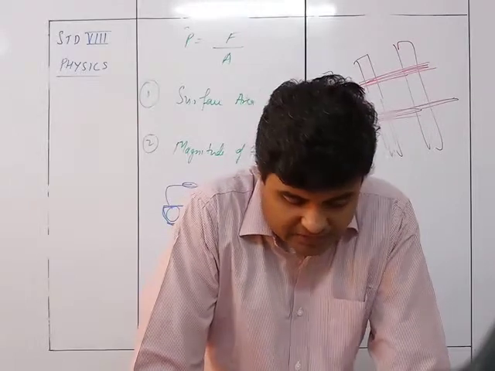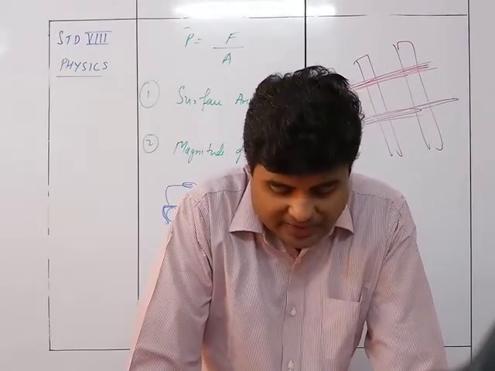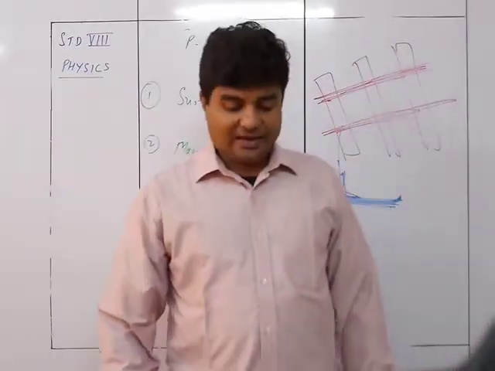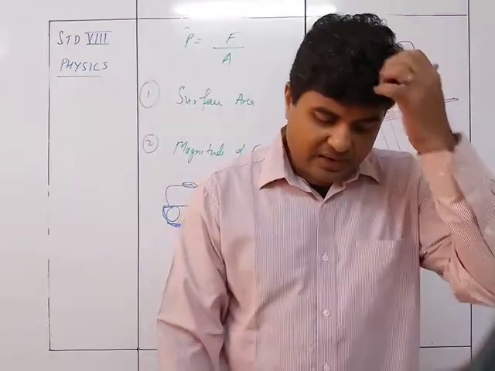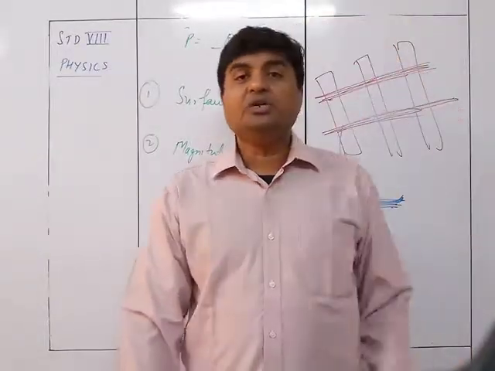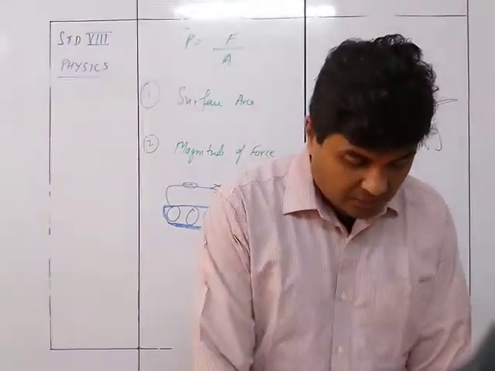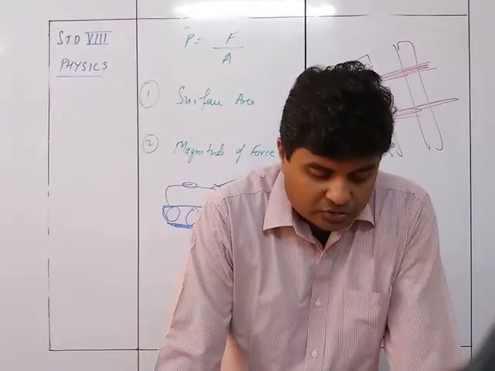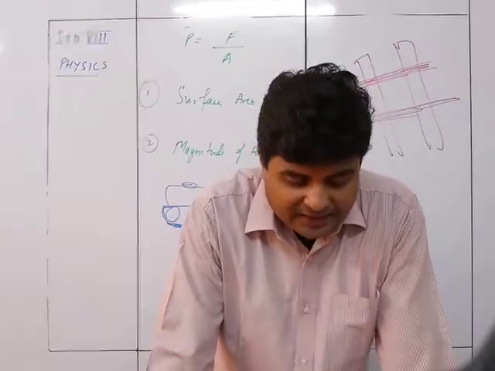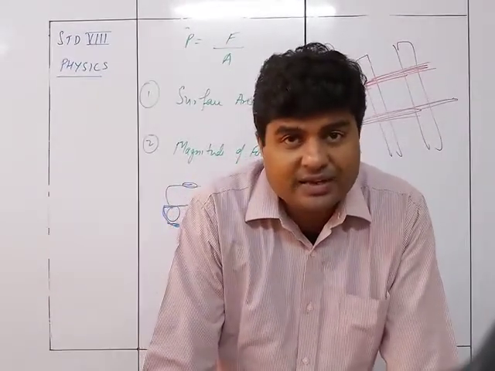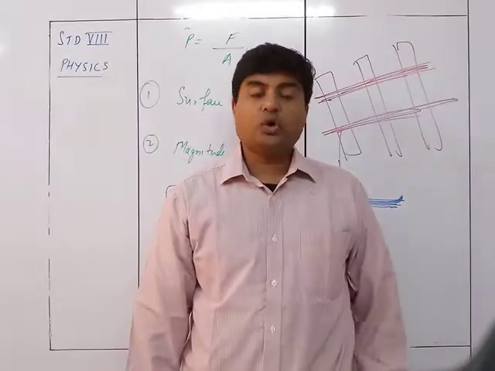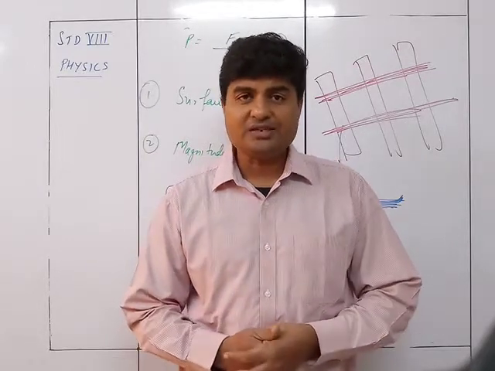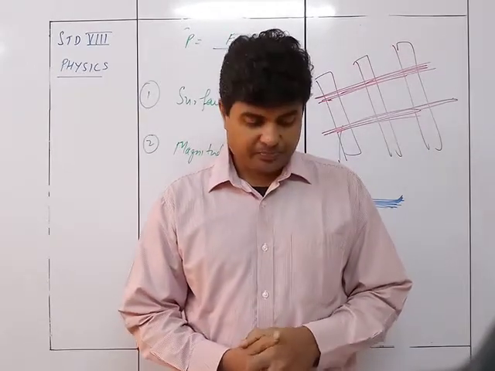So wide wooden sleepers are placed below the railway tracks so that the pressure exerted on the ground becomes less. So this was how we increase the area so that the pressure is decreased. Hence we can differentiate between thrust and pressure. Pressure is the thrust acting on unit area, whereas thrust is the total force acting perpendicular to a surface. So the force acting perpendicular to a surface is thrust, whereas thrust on unit area is pressure.